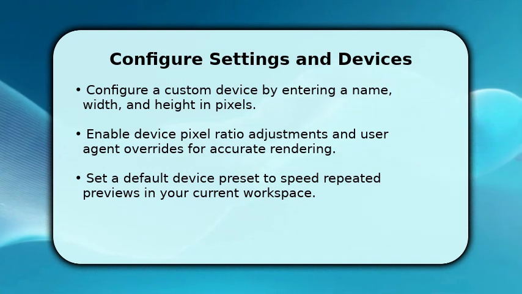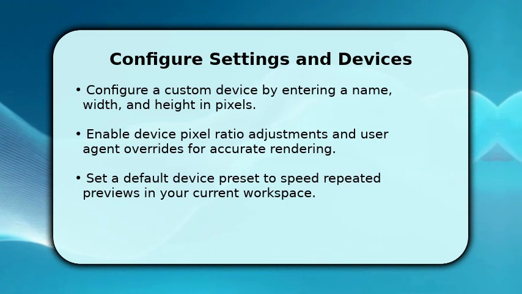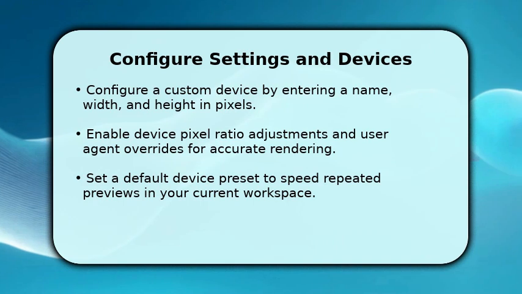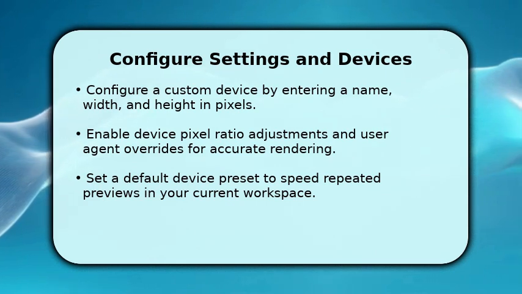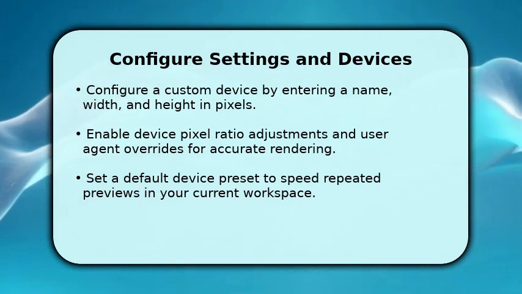Click the Settings gear and choose Mobile Preview Settings to add a device name, width, and height in pixels. Enable device pixel ratio adjustments and toggle user agent overrides for more accurate rendering of mobile-specific content. You can also set a default device preset to open automatically for quick testing in the current workspace. Save your settings, then reopen Mobile Preview to confirm that the configured devices appear in the device selector list.